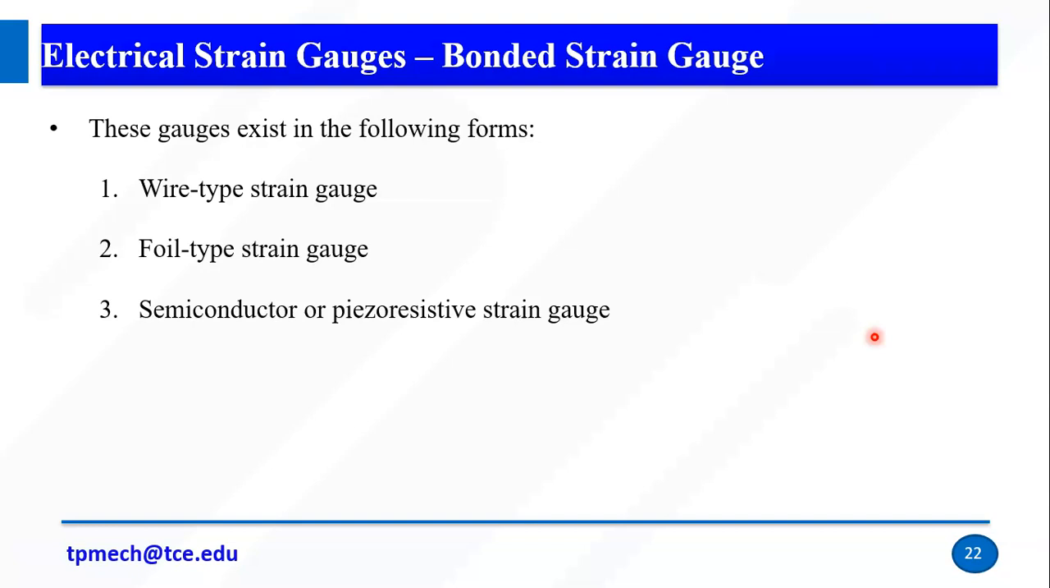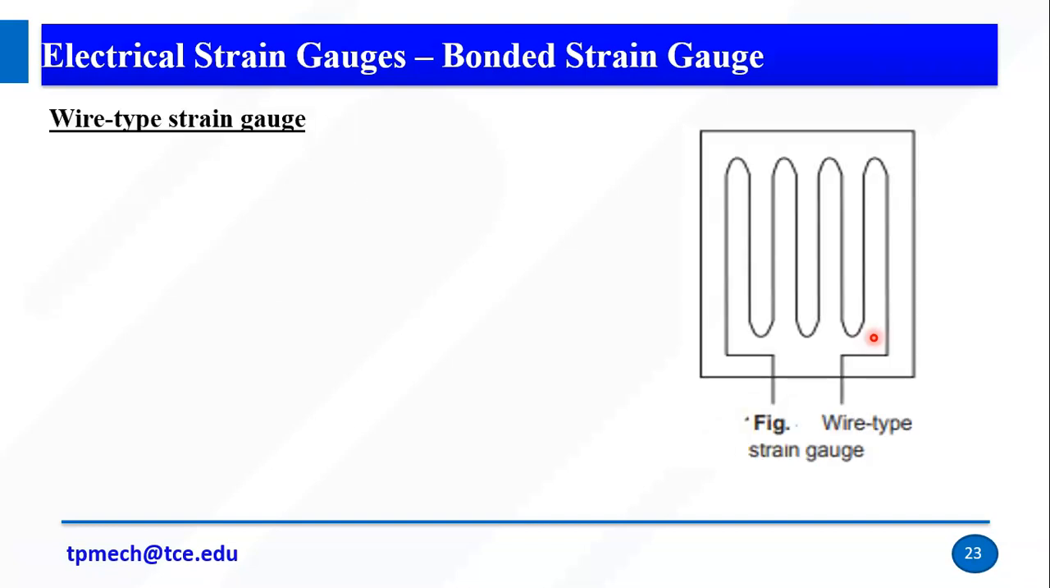One is a wire type strain gauge, another one is a foil type, another one is a semiconductor or piezoresistive strain gauge. Both are bonded types. Right. So we are going to see one by one. The first one is the wire type. Wire type means the grids are in the form of wires. That's it. The grids are in the form of wires, so it is joined using wires.